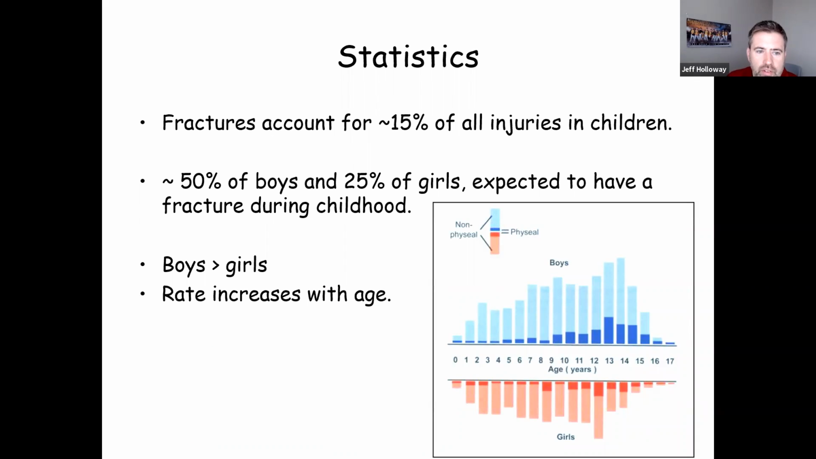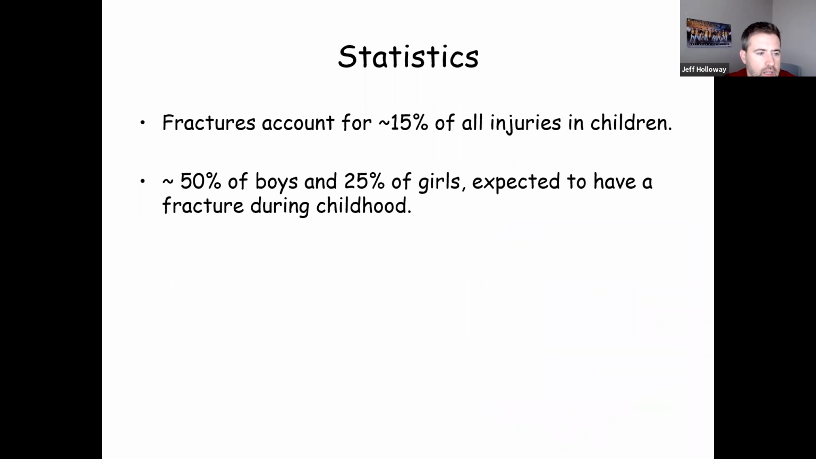So fractures account for about 15% of all injuries in children. 50% of boys and 25% of girls will experience a fracture sometime during their childhood. Obviously, it happens more often in boys than girls. The rate increases with age, as you can see in this demographic. It breaks down the difference between the non-physeal versus physeal ones, talking about where those injuries are. And again, age-wise, it increases, as you can imagine, as they get stronger, faster, and more likely to hurt themselves. But the distribution is there for all ages.